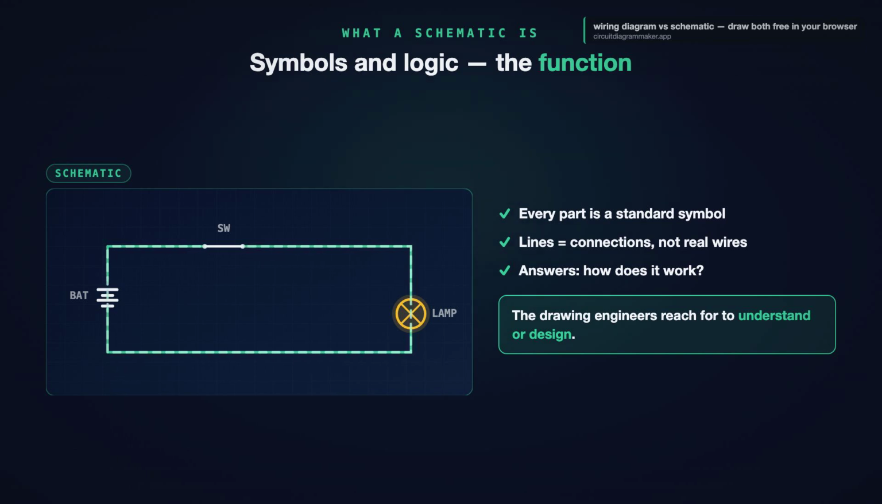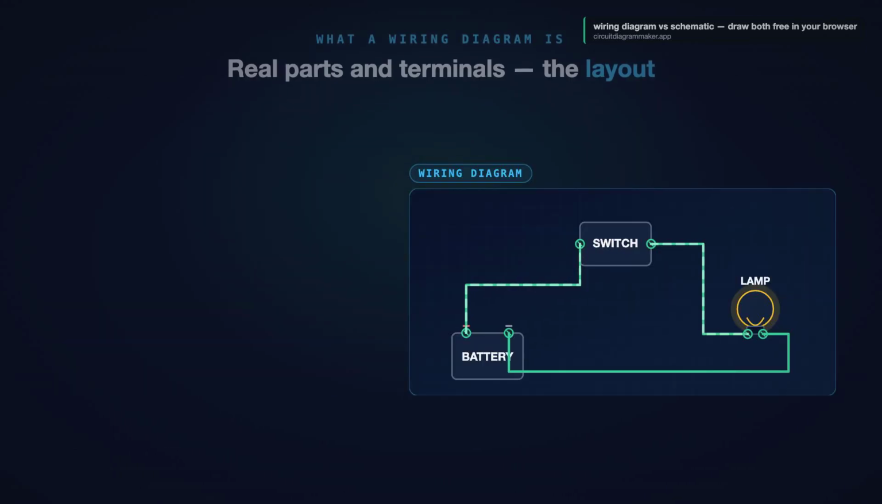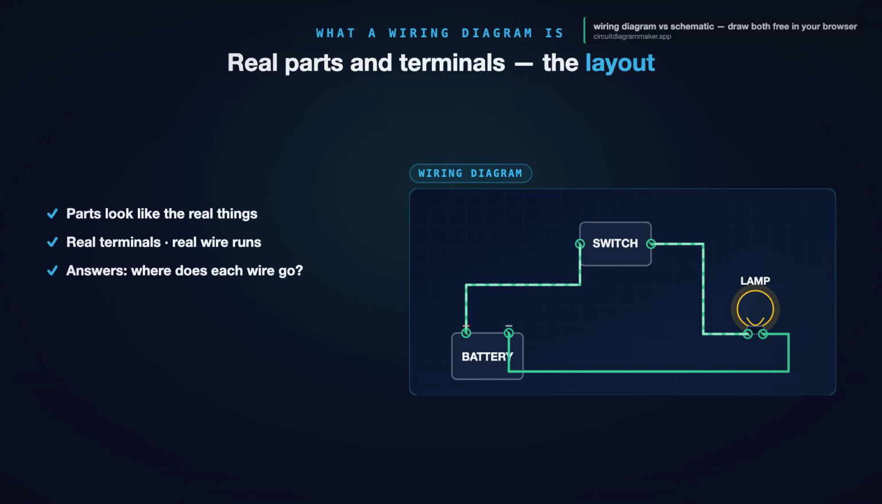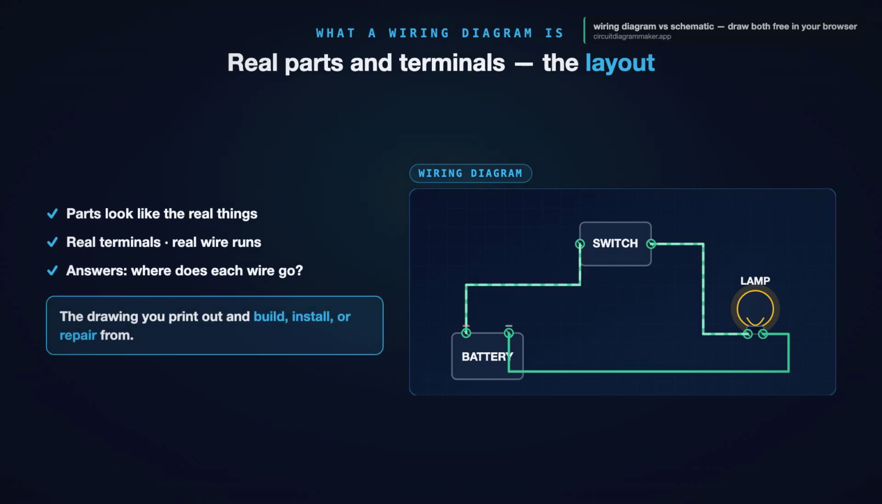Now, the wiring diagram, the same circuit, but a completely different job. Here the parts are not neat symbols. They look like the real things, a battery block with a plus post and a minus post, a switch with two actual terminals, a lamp with a socket. And the lines are not abstract connections anymore. They are real wires, running from a specific screw on one part to a specific screw on another, routed the way cable actually runs in a box.